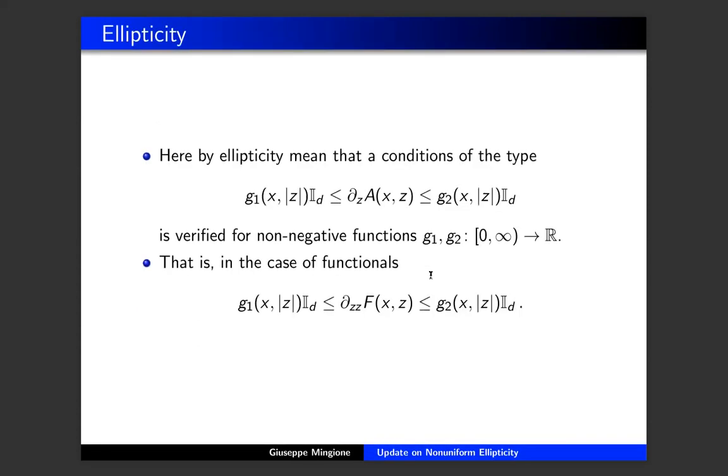Okay, what about ellipticity? Ellipticity of the equation and of the functional is usually prescribed by saying that all the eigenvalues are positive definite. And so we introduce these two functions, g1 and g2. They both depend on x and on the gradient variable z, because I want to be as general as possible. Essentially, the role of the two functions g1 and g2 is that the first is bounding the lowest eigenvalue from below, and the second is bounding the highest eigenvalue from above.